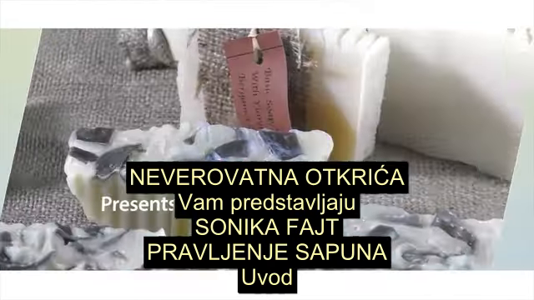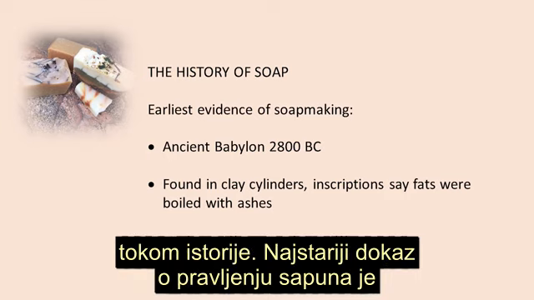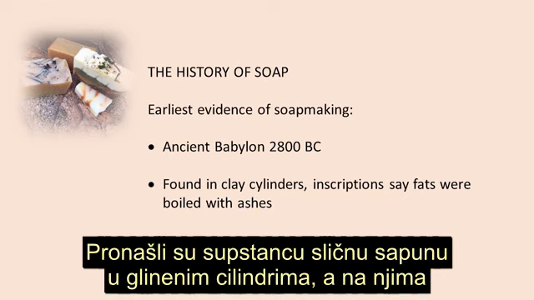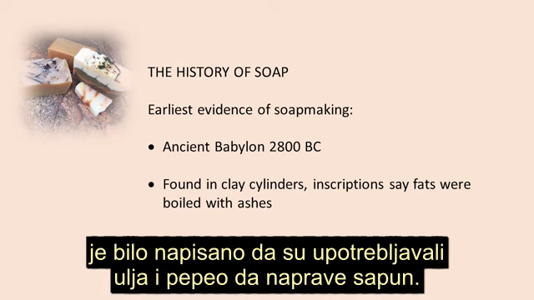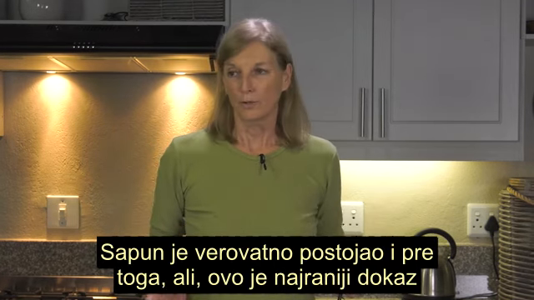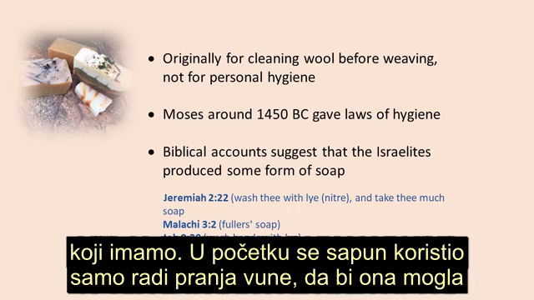Firstly, we will just go briefly into the history of soap. It's quite interesting to see how soap developed through the ages. The earliest evidence of soap making was found in ancient Babylon, 2,800 years before Christ. And they found a soap-like substance in cylinders. And on the cylinder was written that they used oils and ashes to make the soap. Although soap must have existed before that, this is the earliest evidence we have.